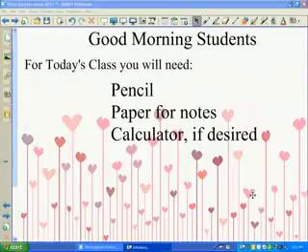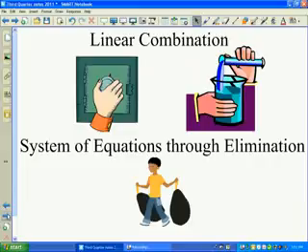Good morning, students. For today's class, you're going to need a pencil and paper for notes. We're actually going to get started on talking about what a linear combination, or a system of equations through elimination, is.